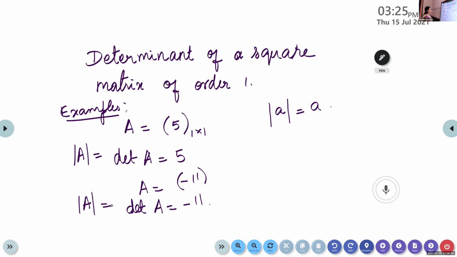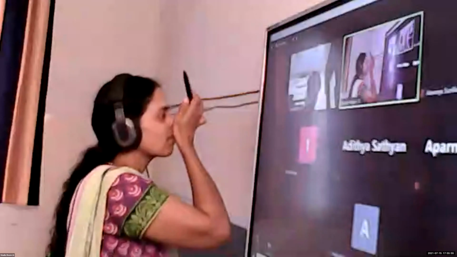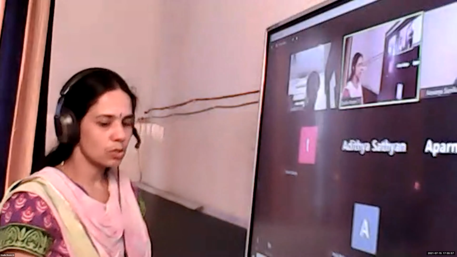Okay. Then next one, write the next heading: Determinant of a square matrix of order 2.